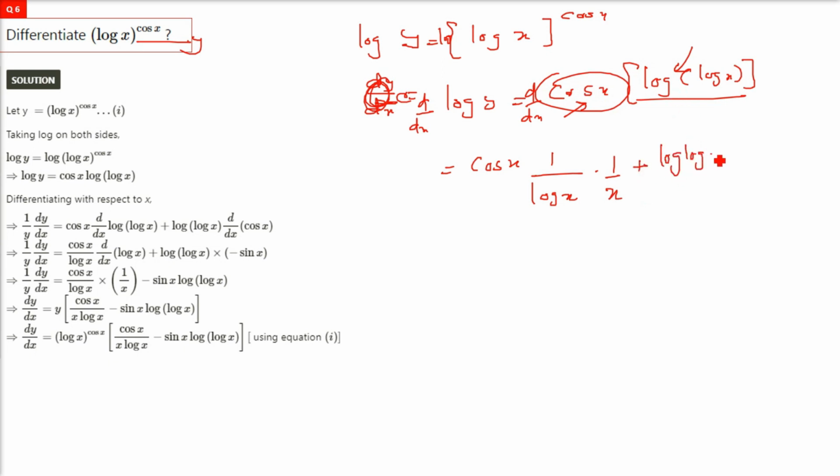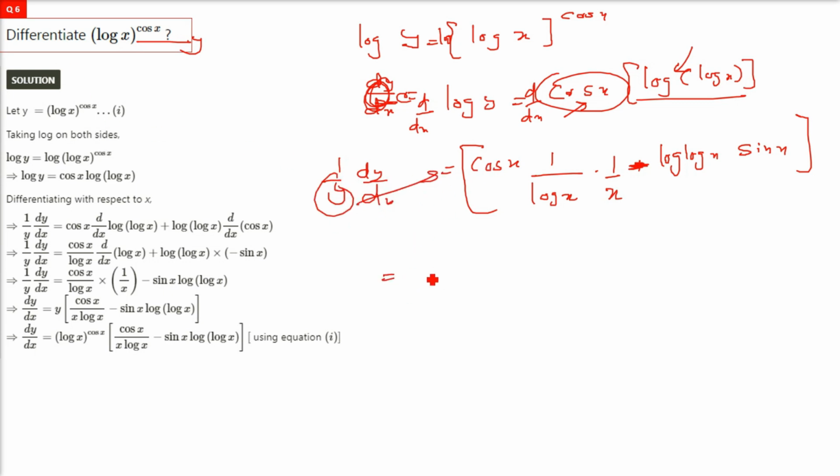Okay. Then we put an add sign because we are doing the product rule. Log of log x will come in front. Cos x differentiation is minus sin x. So I'll change it here only. Minus sin x. So this is the final one. No change here. And this is dy by dx. 1 by y, dy by dx it will be. y will go here. So let me write the final.